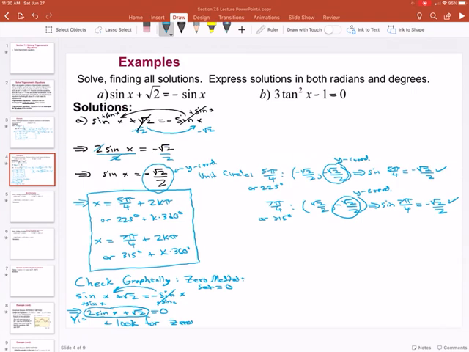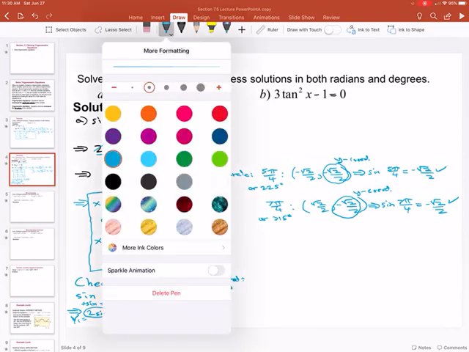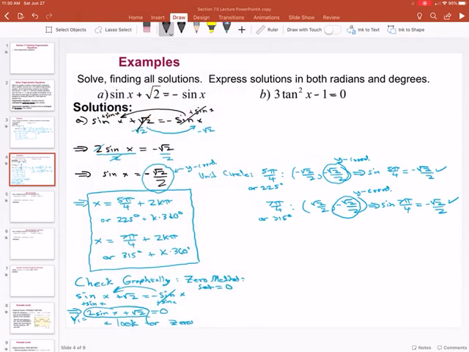Let's go to the next example here in B. Let's see what happens in this one. We've got 3 tan squared x minus 1 equal to 0. Let's solve B. I'll put it down here at the bottom right. So with that one, 3 tan squared x minus 1 equals 0.